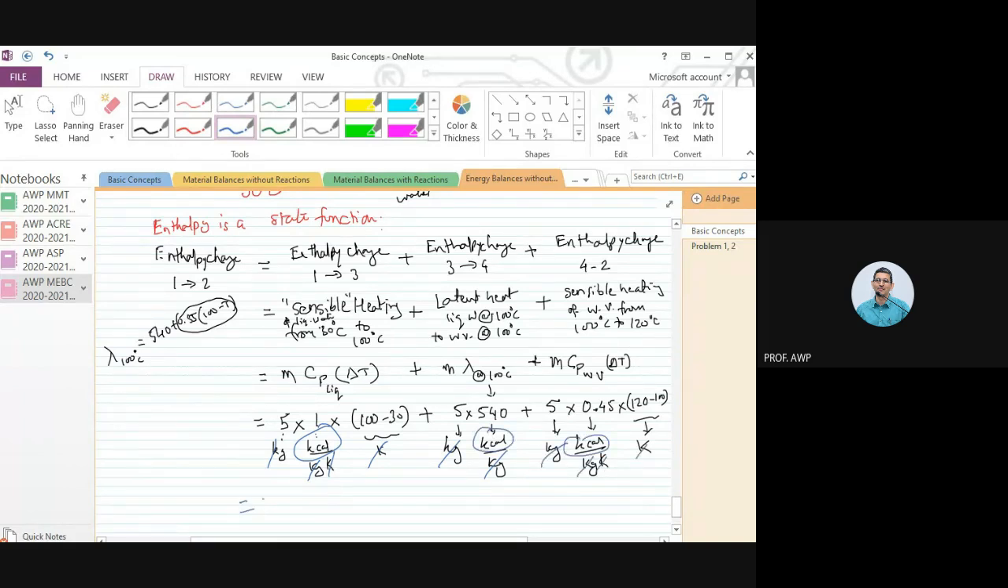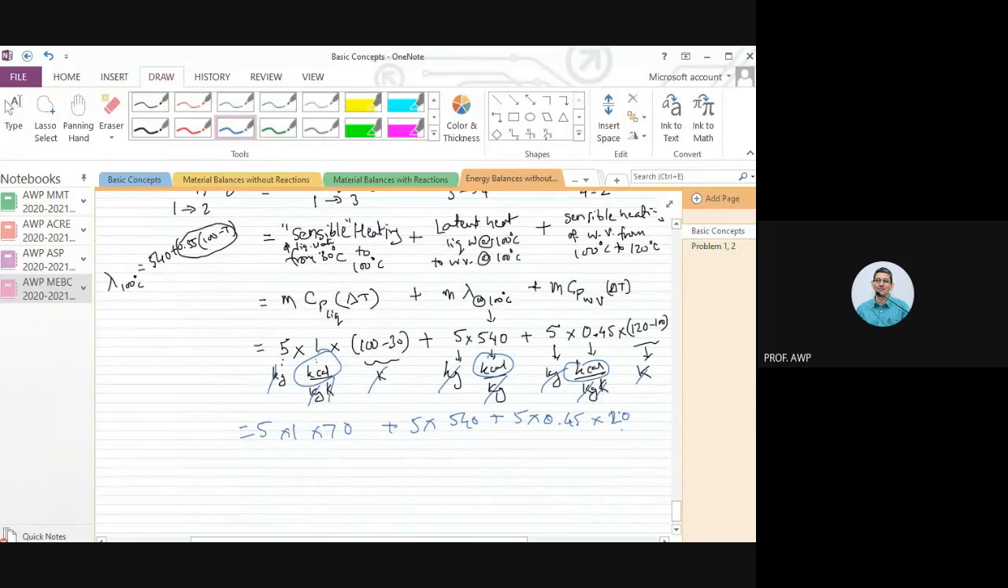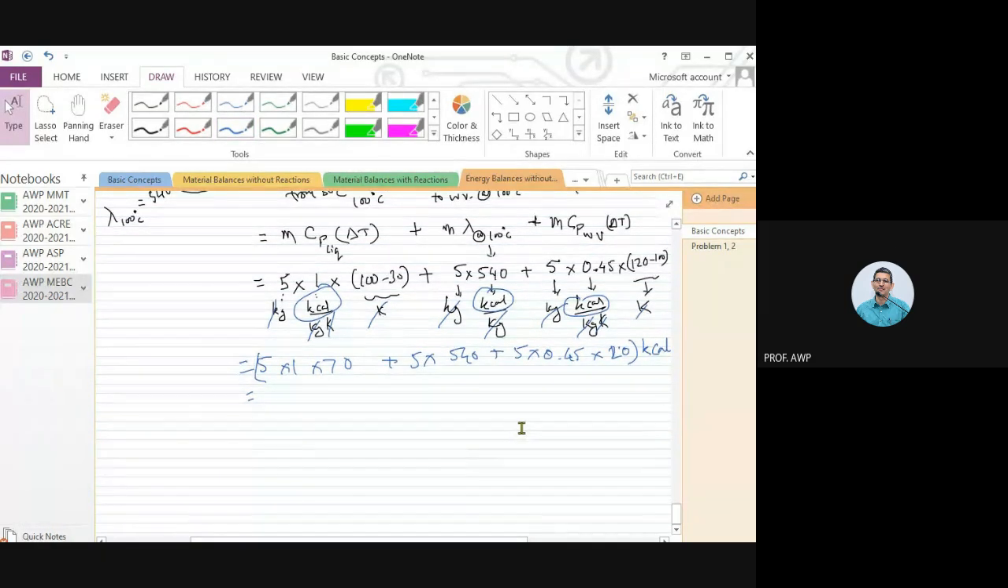All right. So this would be 5 times 1 into 70 plus 5 times 540 plus 5 times 0.45 into 20 degrees. Right? And then this answer would be in terms of kilocalories. Any doubt so far? Can we go forward? And then you will get whatever your answer is. So let's not worry about what the answer is. Can we go forward? Anybody has any doubts?